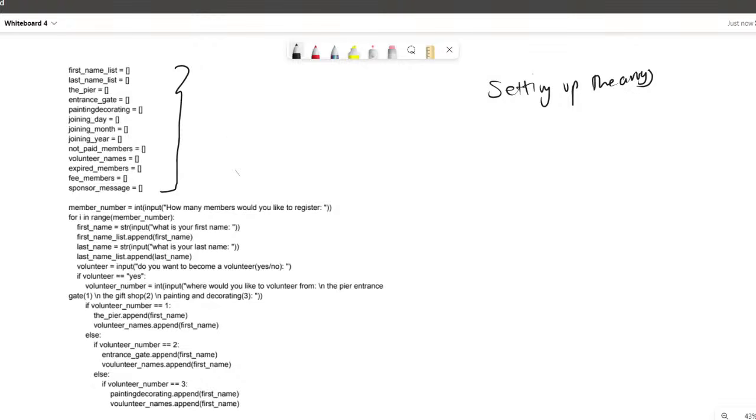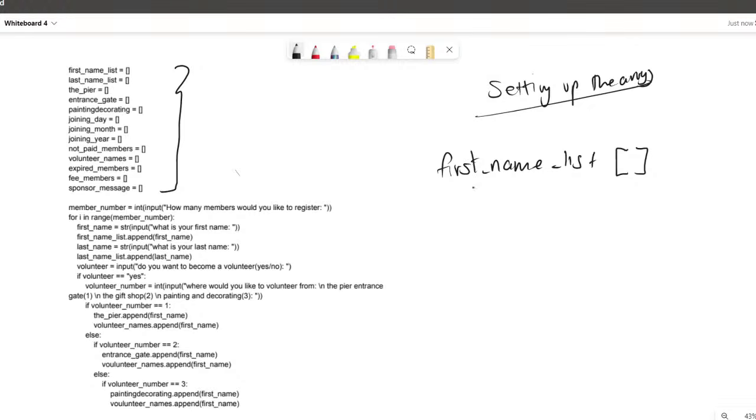Okay, by the time I get this paper, let's go over this. So the first thing you need to know is setting up this array. How do you set up an array? In Python, to set up any array, for example for this one, you have to say first_name_list. Then you write here and just leave it blank. This is how you write a list.